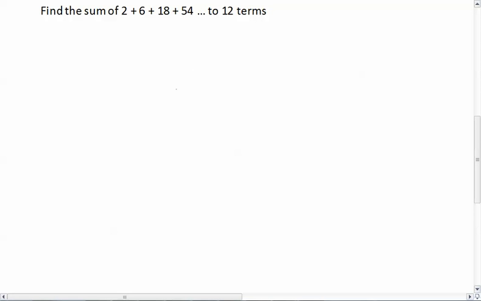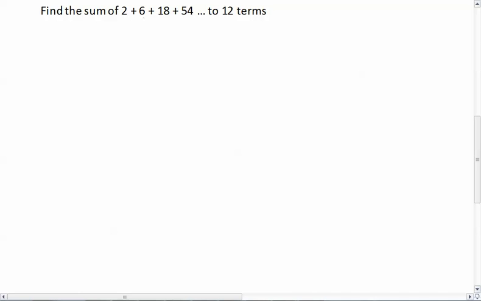Alrighty children, today we're going to look at finding the sum of a series. The first thing we want to do is decide what kind of series it is. So we're going to look first to see if it's arithmetic. I'm going to go 6 minus 2, which is 4, and 18 minus 6, which is 12. Those are definitely not the same, and therefore it's not going to be an arithmetic series.